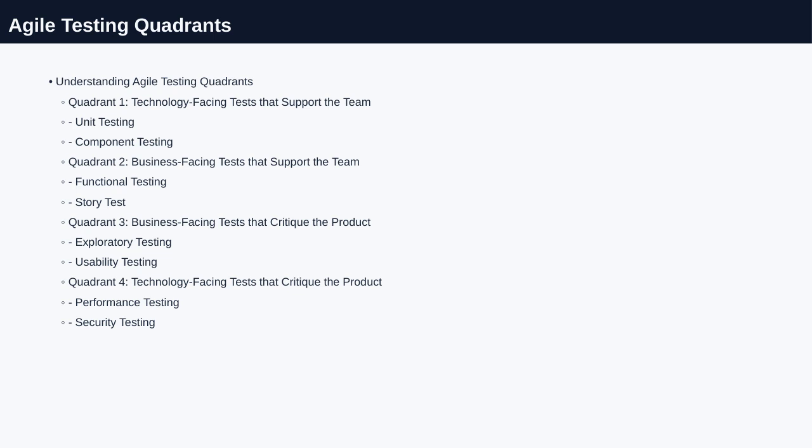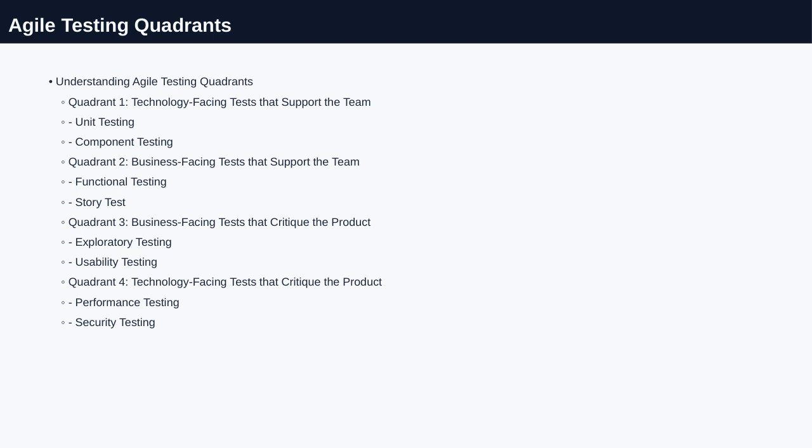The second quadrant includes business-facing tests that also support the team, such as functional testing and story tests, ensuring the software meets business requirements. Moving to the third quadrant, we have business-facing tests that critique the product, like exploratory and usability testing, which help identify issues from the user's perspective.